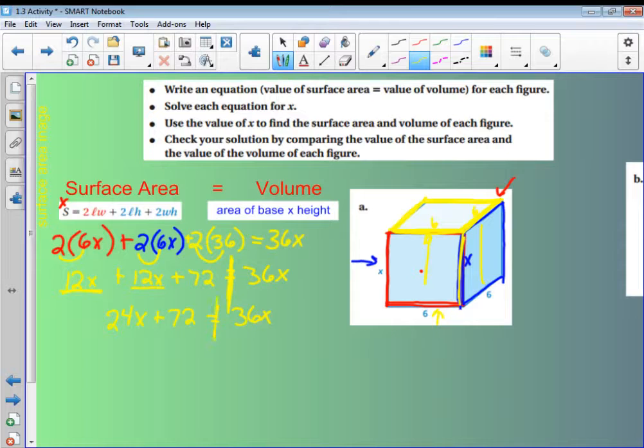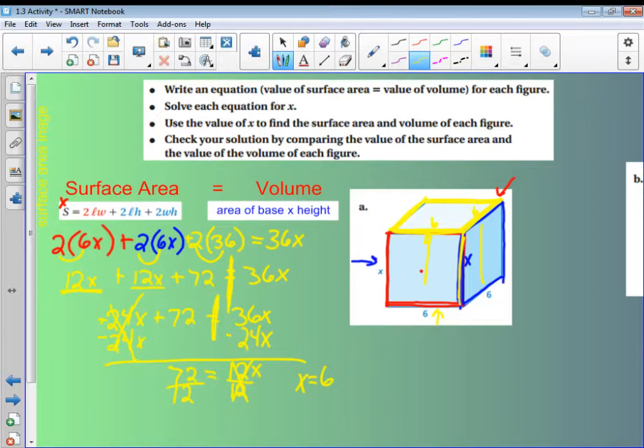Here's my equal sign. I already have the x's by themselves on the right side, so I'm going to get rid of this 24x. Remember, it was positive, so the opposite is minus. Minus 24x. I have 72 equals 36 minus 24, which is 12x. Now I'm going to divide by 12 to get it out of there. 72 divided by 12 is 6. So x equals 6.